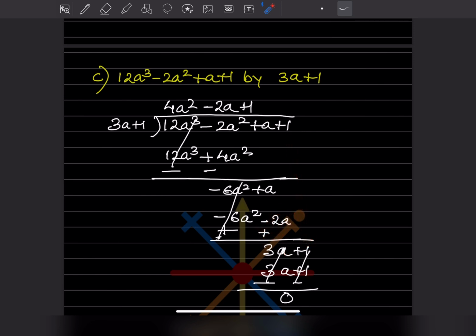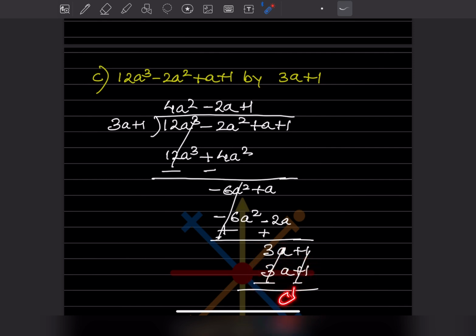So now what you can do here, again this is 3a, this also is 3a, so 3a divided by 3a, so this is going to be 1. So what will you write here? 3a plus 1, so plus 1, that it will be the same. So now here plus becomes minus, so plus 3a minus 3a, this gets cancelled, plus 1 minus 1, this gets cancelled.